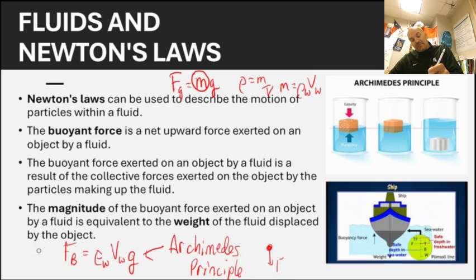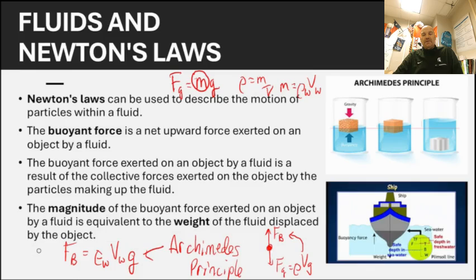If you have to draw a free body diagram, you would have the weight of the object going down, but then you have the buoyant force pushing it up. And that's where we get the rho Vg, because that's going to be equal to the weight, especially if it's sitting right on top. If it's greater than, the buoyant force is going to push it up. If it's less than, it's going to cause it to sink.